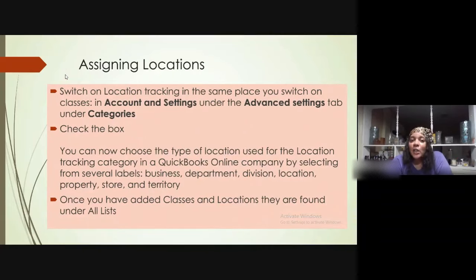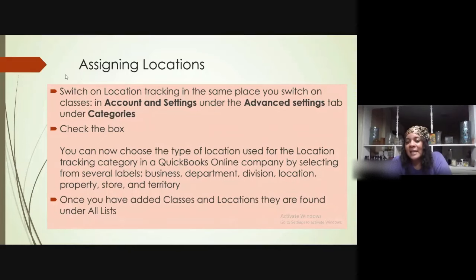Now we're looking at assigning locations. So switch on location tracking. You would then go to your account and settings through the gear icon. You'd go to the Advanced tab, which is all the way at the bottom. Then you would select categories and you would check that box for locations. You can now choose the type of location used for the location tracking category in your QBO company by selecting from several labels that'll be listed there: business, department, division, location, property, store, and territory.